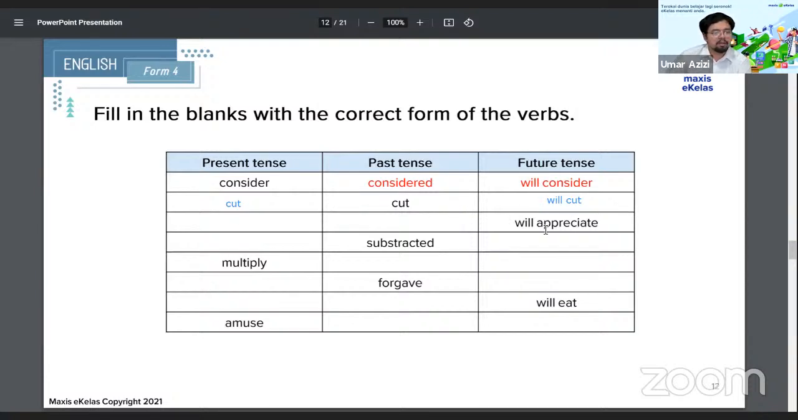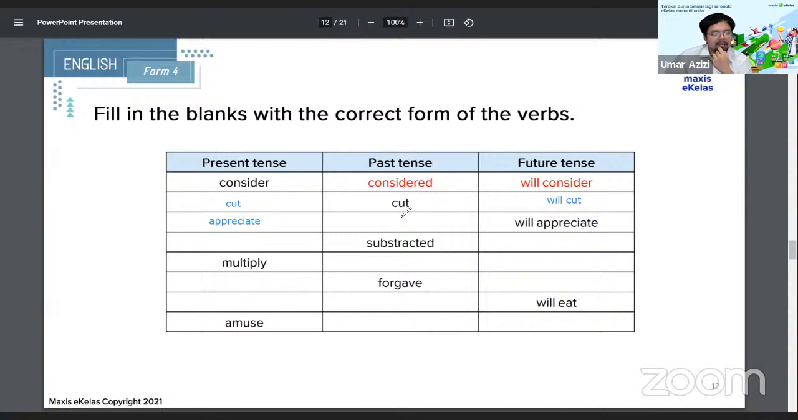Let's put now here will appreciate. So future tense is will appreciate. That's going to be the same thing here for present tense without will. So appreciate. Teacher, but how do you know? Just remove the word will here. Let's just trust the process. Let's remove the word will here and bring it to here. So not appreciate by itself. Will cut. Betul. We'll see the answer there.